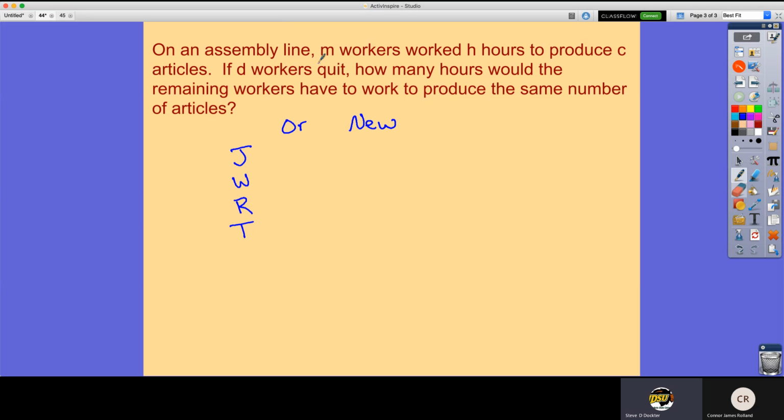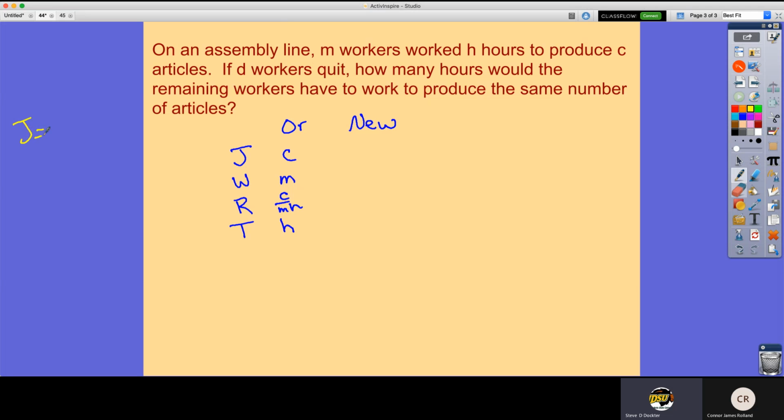All right, so as Jordan said, our M is going to be our workers. Hours is normally time, so that H is going to go there. Where's the C going to go? It's going to go into jobs, yeah. All right, so then what is our rate here? C over MH, yeah.